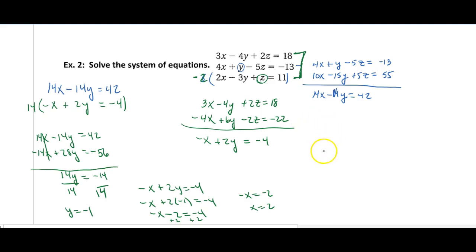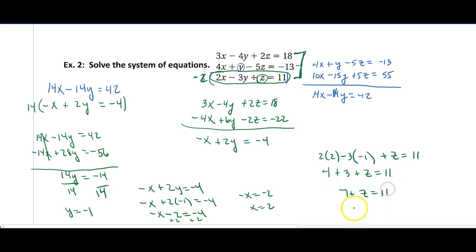Now I have a value for x and a value for y, so I can plug them in and find z. I pick one of the original equations. I'm going to pick the last one because z is technically all by itself. It doesn't matter which one you plug it into though. I'm going to do 2 times the x value of 2 minus 3 times the y value, which is negative 1, plus z is equal to 11. So 4 plus 3 plus z equals 11. 7 plus z equals 11. Now when I subtract that 7, z is equal to 4.